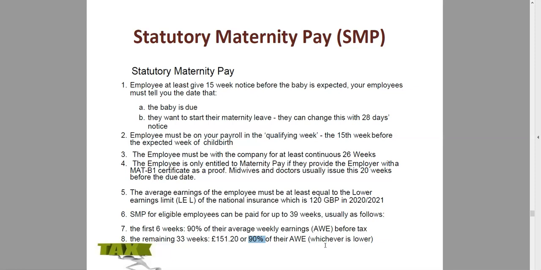So this is the statutory payment, 39 weeks, but some companies can pay more than that. Some companies can pay even 52 weeks or more than 1 year. So there is no maximum restriction, but there is a minimum restriction. You have to pay your employee 39 weeks.